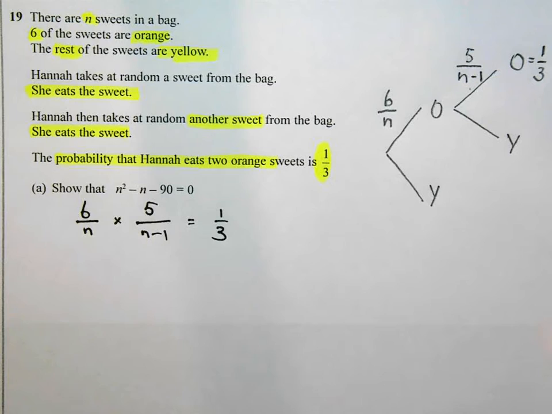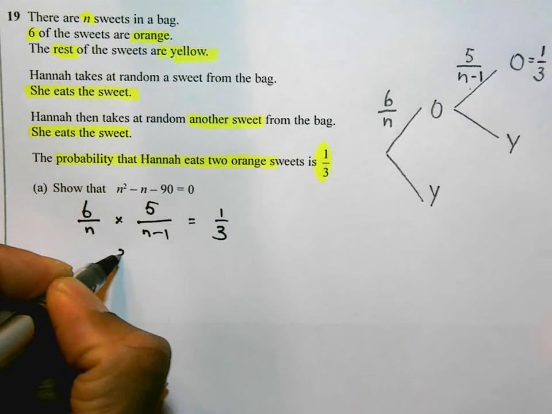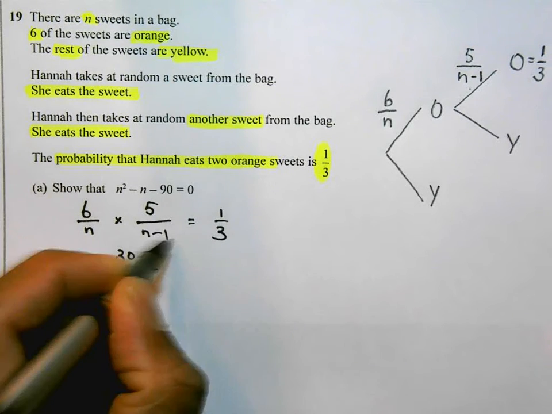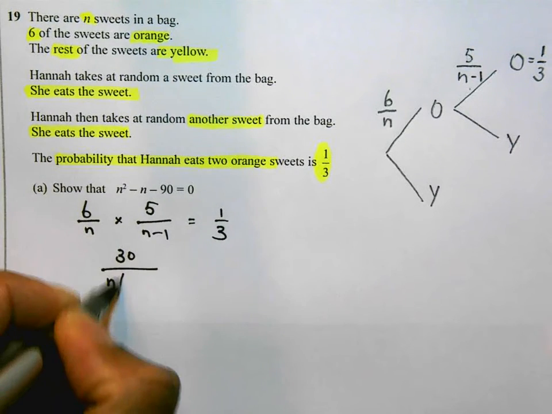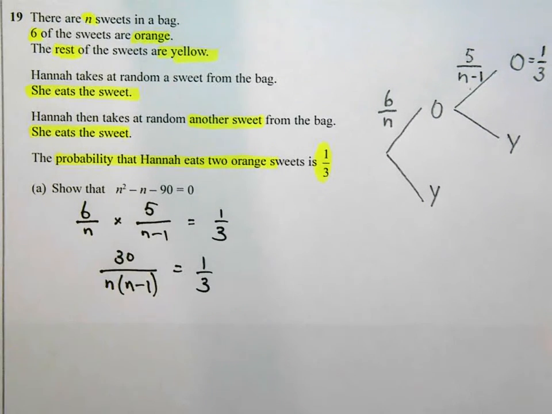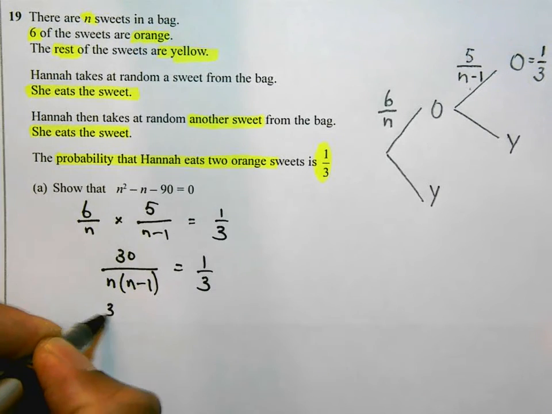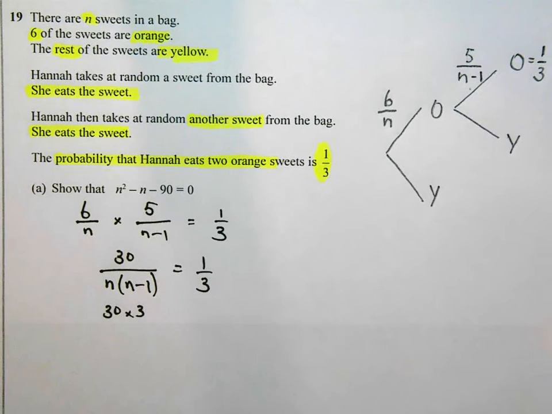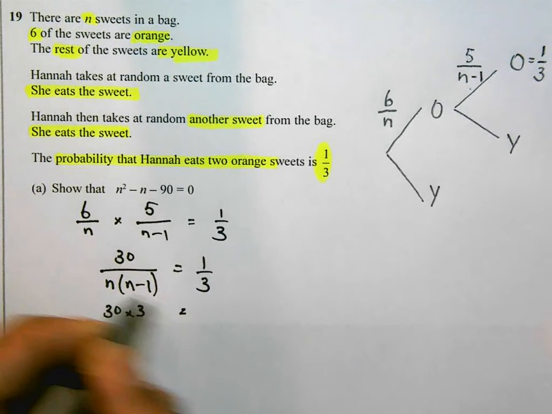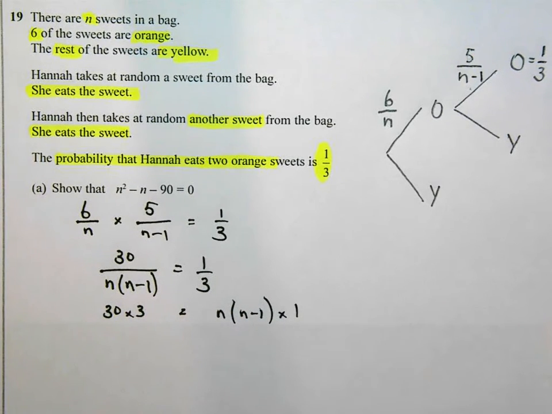I'm going to cross multiply now. So I'm going to do 3 times 30, which I'm going to write out in longhand. 3 times 30 is equal to n bracket n minus 1 times 1. If I do that multiplication, I'll get 90 over here. And if I multiply these brackets, timesing by 1 makes no difference, so I'll get n squared minus n.